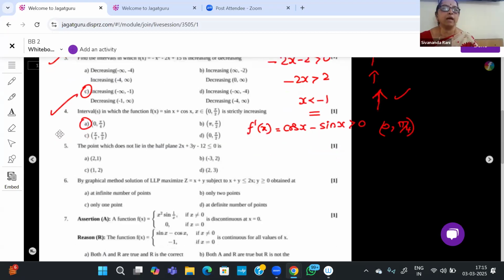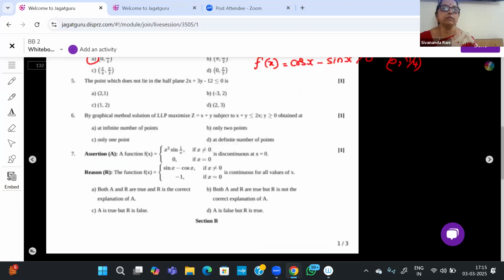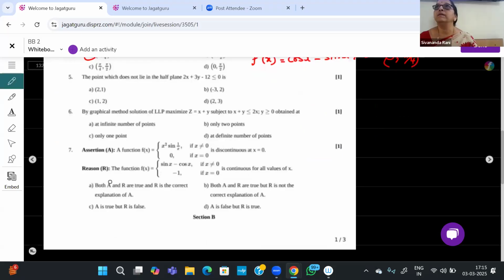Did anyone get all the 4 right? Good preparation. Now you try 5, 6.